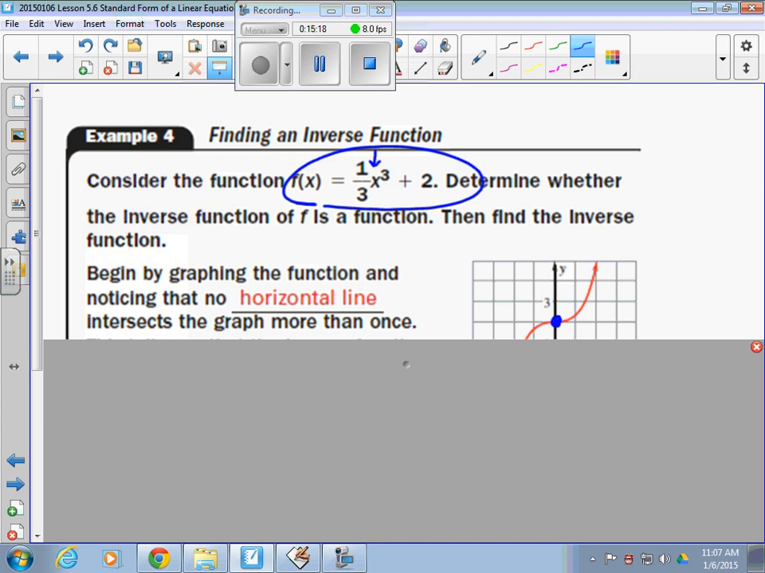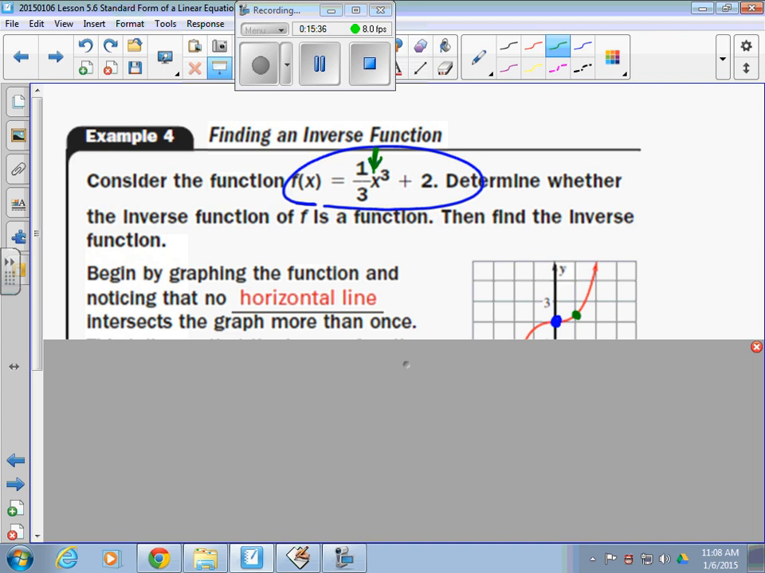When you plug in 1 right here, you're going to get something that's not quite as neat, but 1 to the third power is still 1. 1 times 1/3 is 1/3, and 1/3 plus 2 is 2 and 1/3. So that's right here.